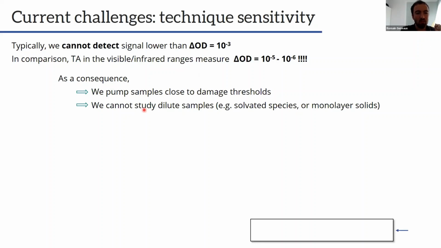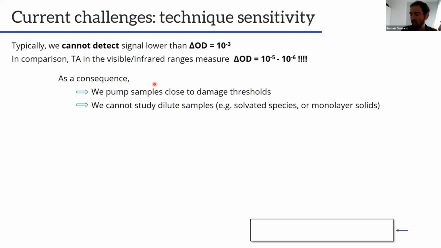The second big problem is that we cannot study very dilute samples because we just need a lot of absorbers to give us strong differential signals. Otherwise, if you just have, you know, a few molecules, then we're never going to be able to see what they actually do. And so this prevents the study of solvated species that are going to be dilute in some liquid, for instance, or the study of monolayer solids, because when you have just a monolayer of a solid, it just doesn't absorb enough for us to see.